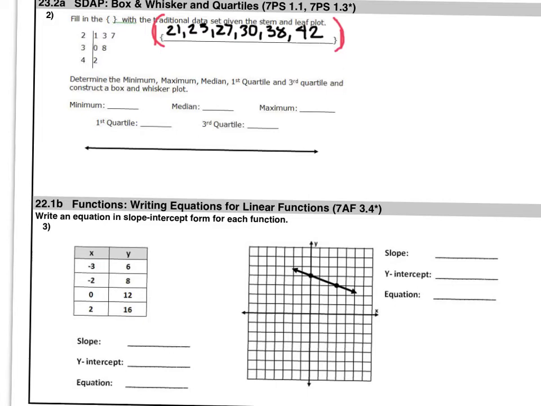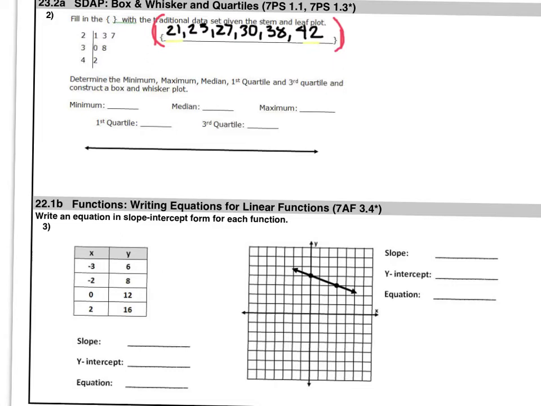Now it says, determine the minimum, maximum, median, first quartile, and third quartile, and construct a box and whisker plot. So we know how to do all of these things. We know that our median is our middle number. Okay, so let's solve for it. I'm not going to cross them off because we want to be able to see them, so I'm going to underline them.